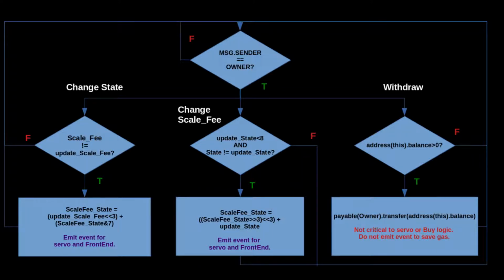Withdrawals are allowed when the contract has funds to be withdrawn to prevent admins from wasting gas. State and scale fee set functions will revert if the current value matches the new set value to prevent wasting gas. The state must be less than 8 because the highest state possible with 3 bits true is 7.